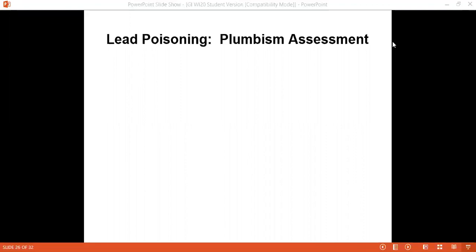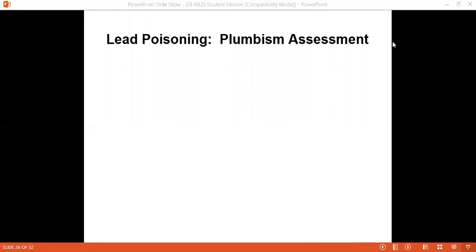Chronic lead poisoning, the assessment data is really vague. They'll have crampy abdominal pain, constipation, anorexia and vomiting, listlessness, neurologic issues, permanent irreversible damage, seizures, learning disability, hyperactivity, blindness, paralysis. They'll have issues with their kidneys.